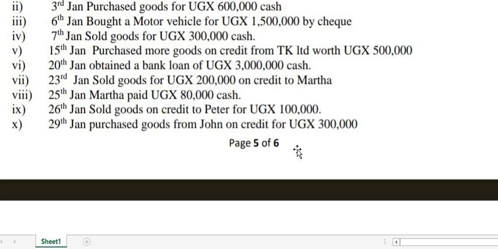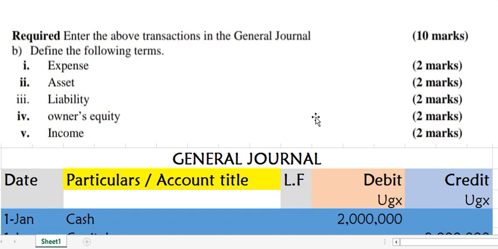A creditor in accounting is an individual or entity that lends money or extends credit to the business. So in this case, TK Limited is a creditor. Creditors are liabilities. When a liability increases, it is credited. So in this case, our liabilities are increasing, so we have to credit the creditor's account, and that is TK Limited.